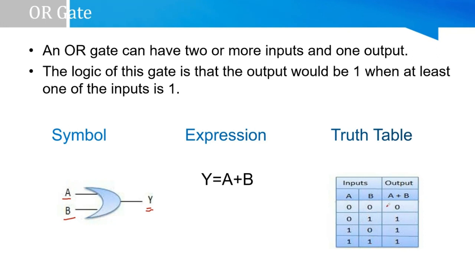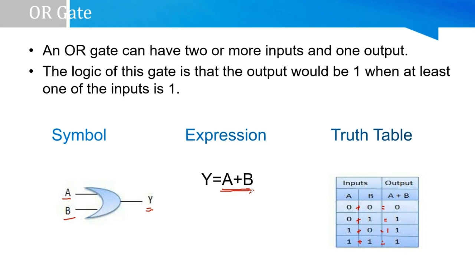So 0 plus 0 will be 0. 0 plus 1 will be 1. 1 plus 0 will be 1. 1 plus 1 will be 1. That's why we call it a logical addition operation. The operation of the OR gate is a logical operation, which means it will give the output when any one of the inputs is high. So it will provide the output. That's why this is the expression.